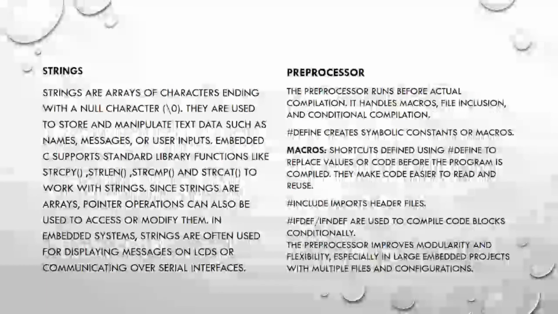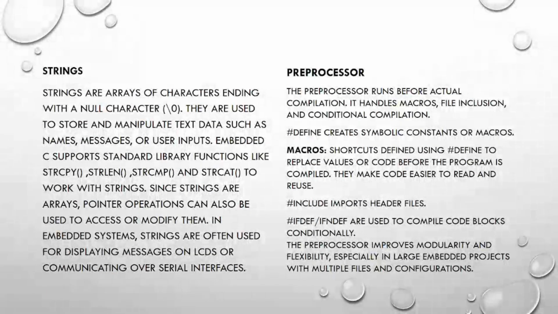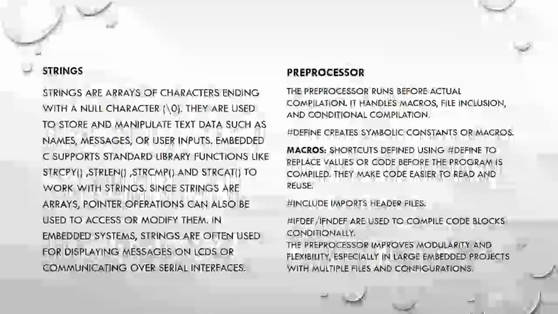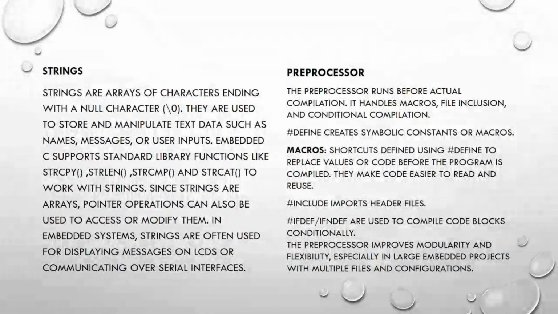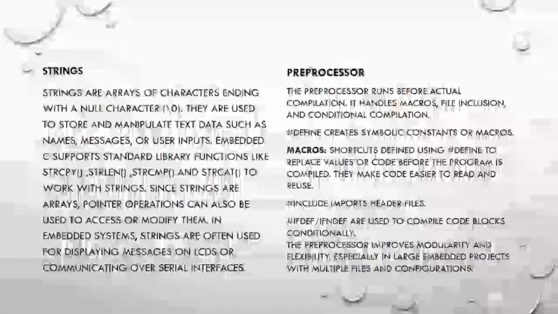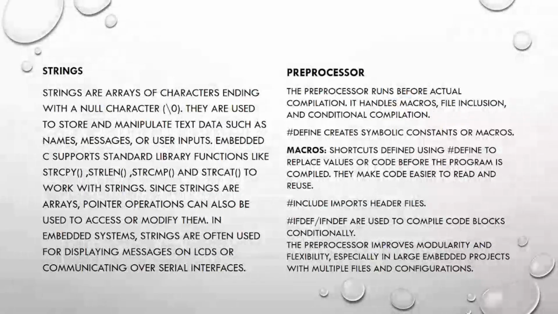Preprocessor. The preprocessor runs before actual compilation. It handles macros, file inclusion, and conditional compilation. Hashtag define creates symbolic constants or macros. Macros are shortcuts defined using hashtag define to replace values or code before the program is compiled. They make the code easier to read and reuse. Macros are used in our project.